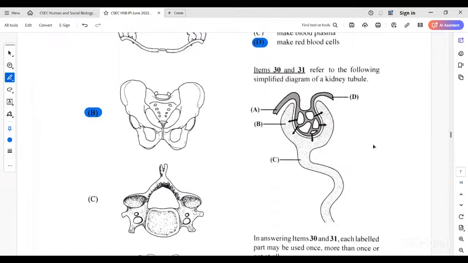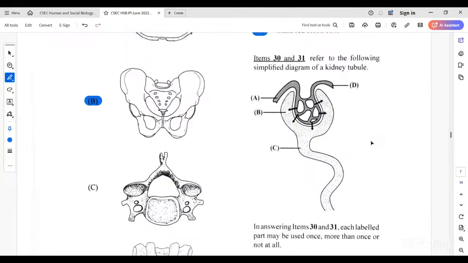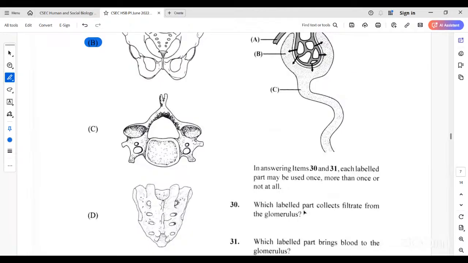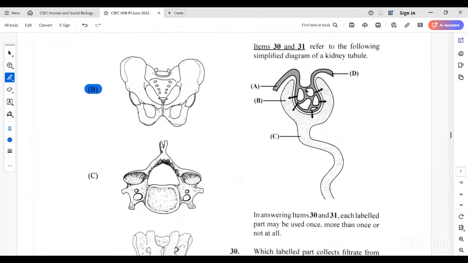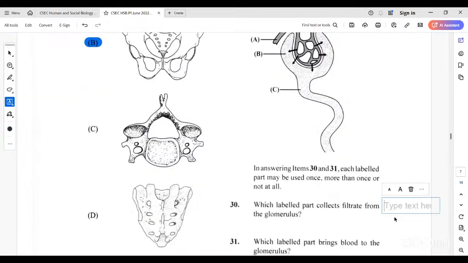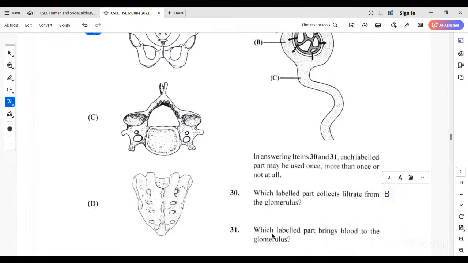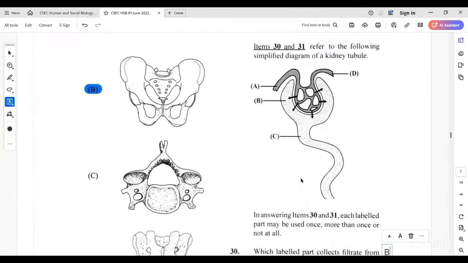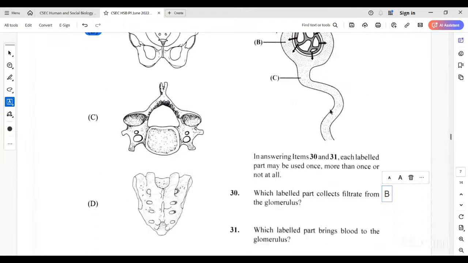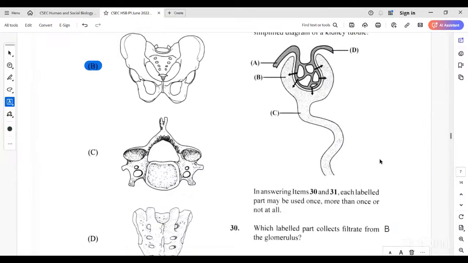Items 30 and 31 refer to this diagram about the kidney tubule. Which labeled part collects filtrate from the glomerulus? We see the glomerulus right here, and we have the arrows going out there. So the nearest one to the arrows is B. So let me just write in B for you. Question 31. Which labeled part brings blood to the glomerulus? We know that is the afferent arteriole, which is A. This one is the efferent arteriole, which takes blood away from the glomerulus, right? So the answer here is A.